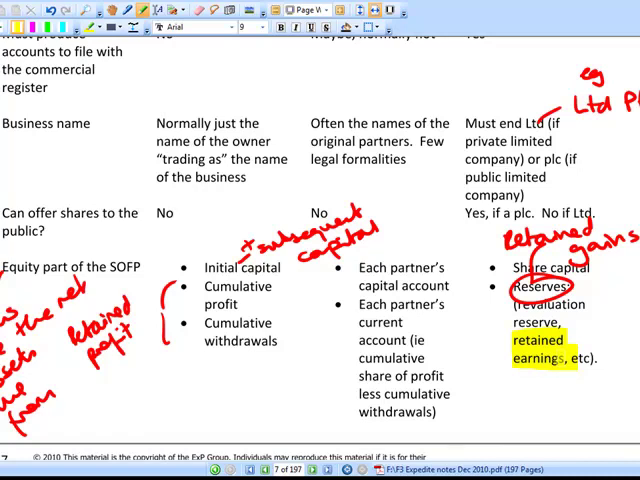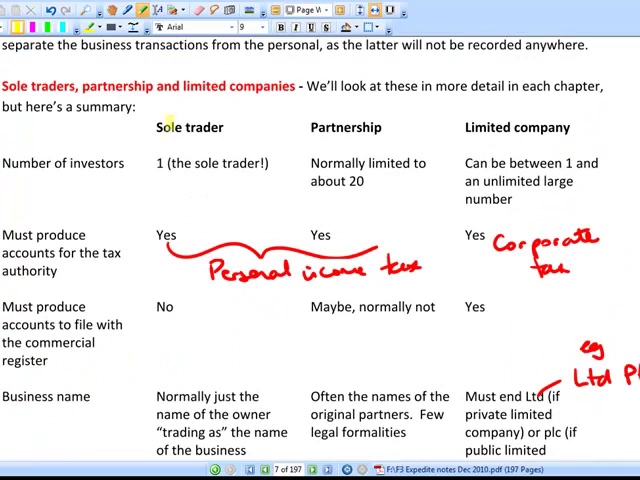Okay, now this stuff is just worth having an understanding of before we look at the detail of how we account for these different business types. I would suggest that in the exam, the most important one is sole trader.